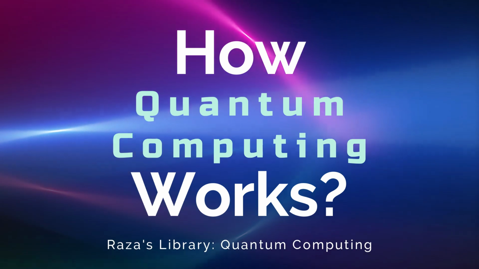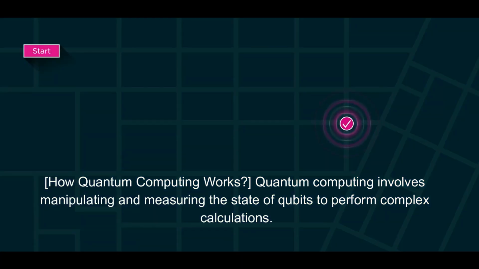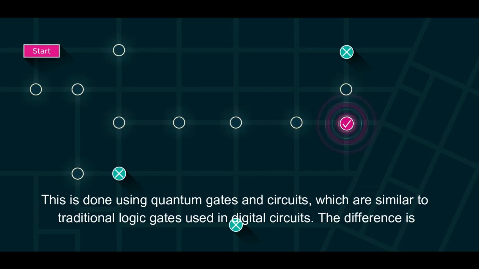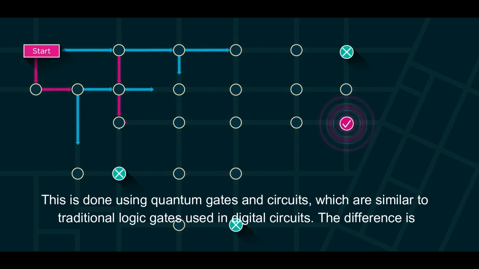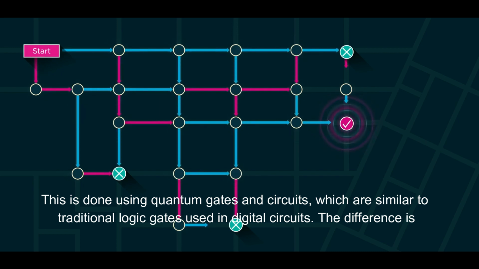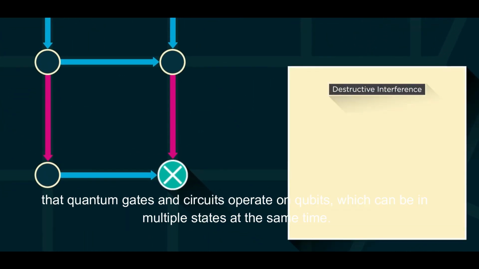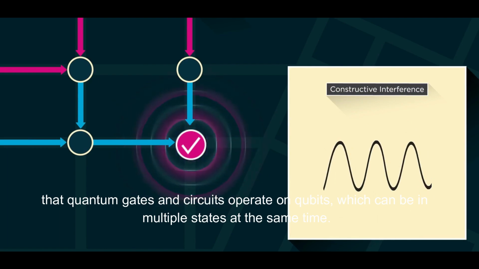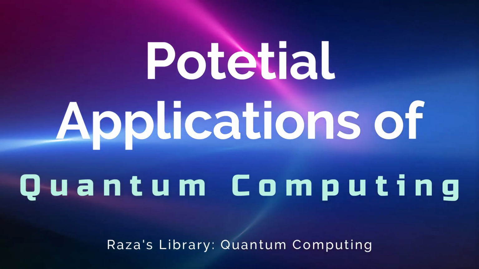How quantum computing works. Quantum computing involves manipulating and measuring the state of qubits to perform complex calculations. This is done using quantum gates and circuits, which are similar to traditional logic gates used in digital circuits. The difference is that quantum gates and circuits operate on qubits, which can be in multiple states at the same time.